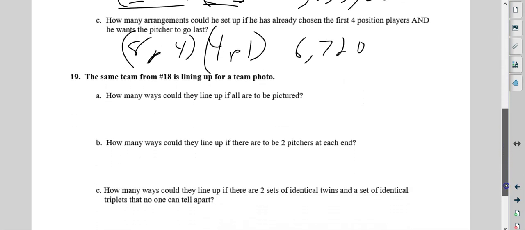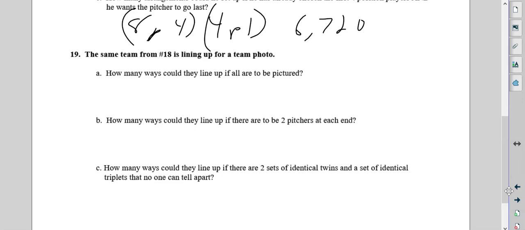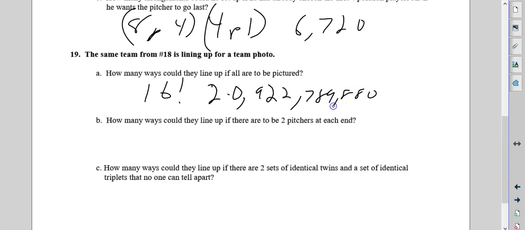And last but not least, 19. Same team from 18 is lining up for a team photo. How many different ways could they be pictured? Well, that's just going to be 16 factorial. But it's going to be huge. So it's, whoopsie. 20,922,789,888,000. Huge number.